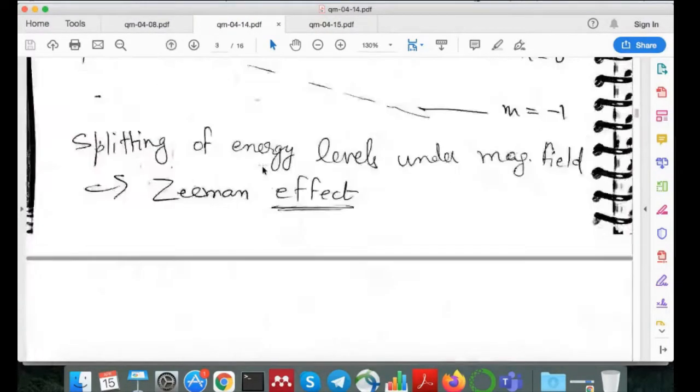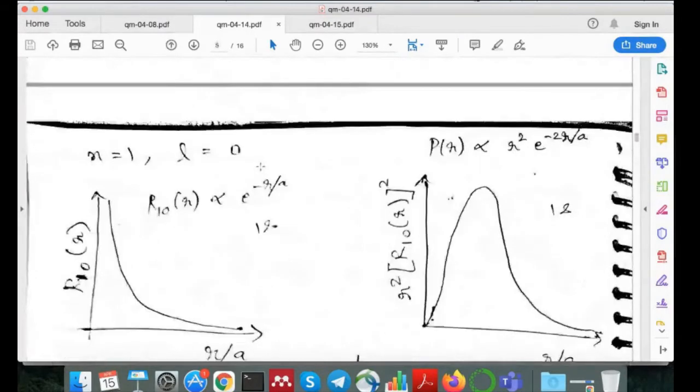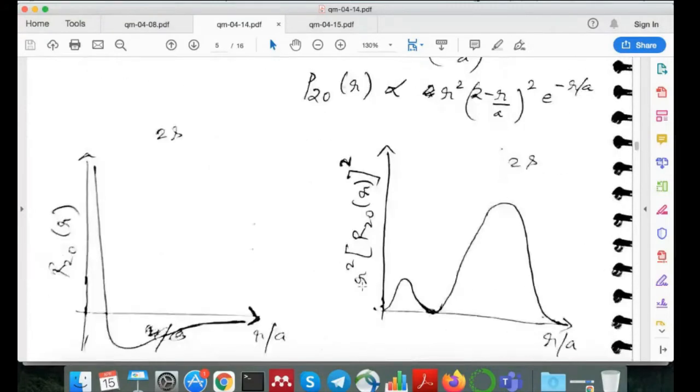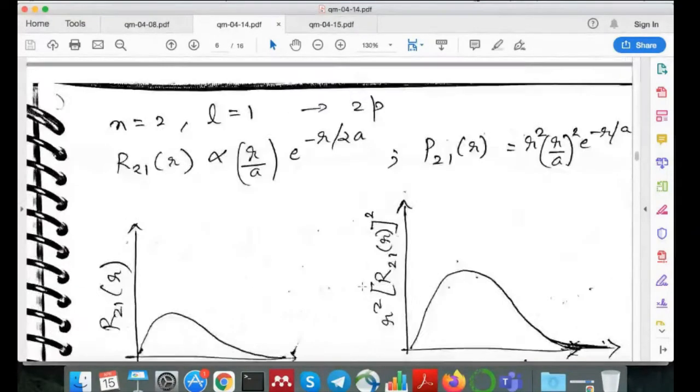Right, let's see where was it. So plotting the radial wave function with respect to r by a and plotting the radial probability density with respect to r by a, we can get a sense of what is the probability of finding the electron at a certain distance away from the nucleus in the various orbitals. So we saw this for 1s, 2s, 2p, 3s, 3p, and so on. And that gives us a sense of what is happening.